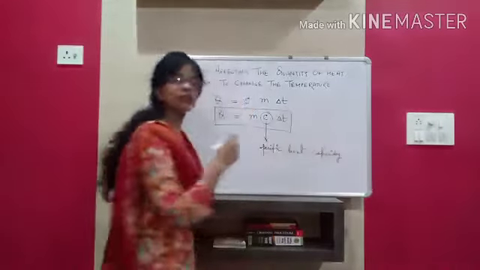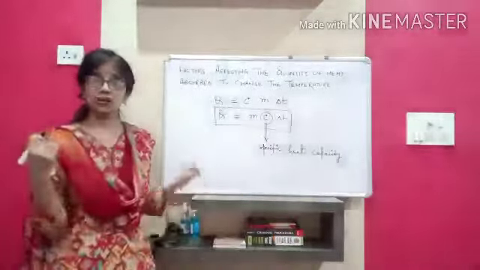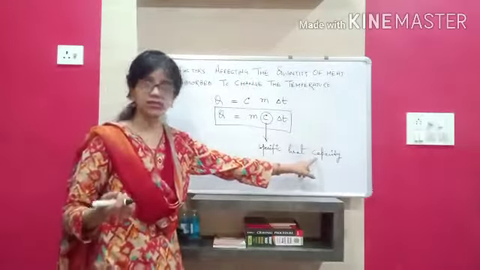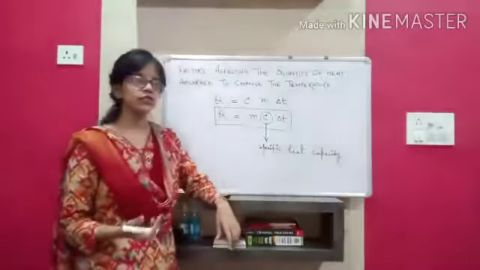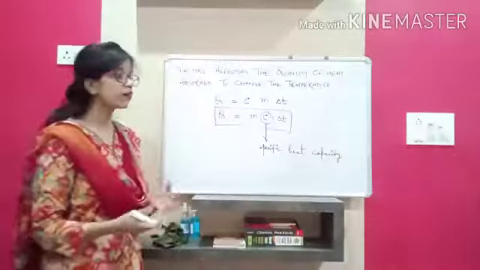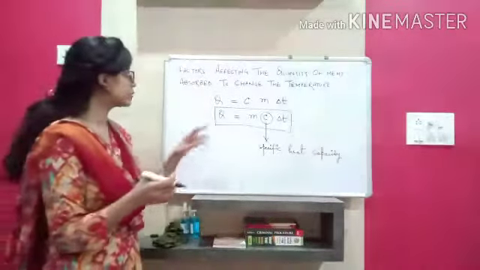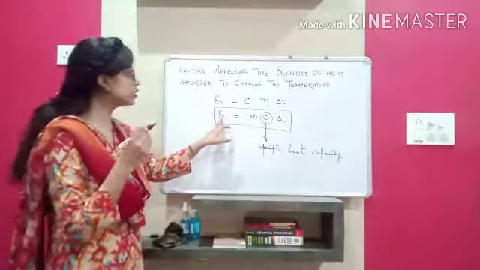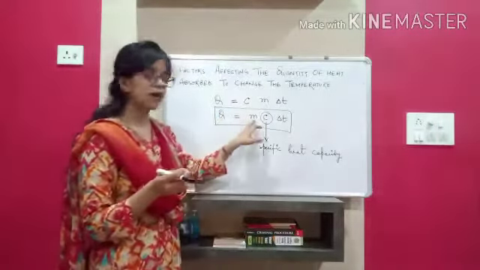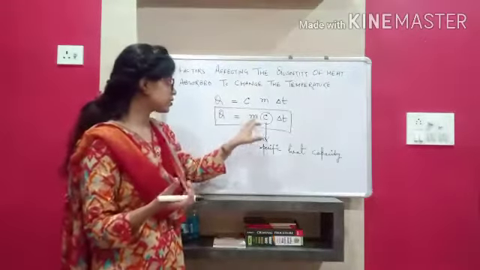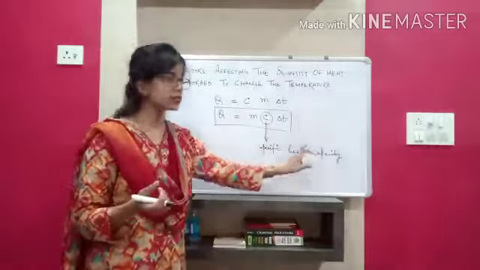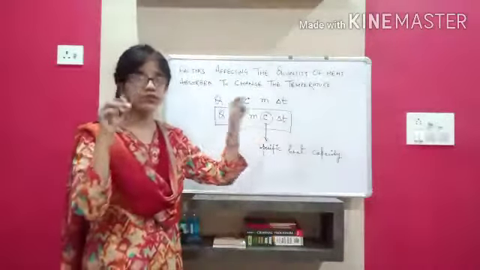It is different for different materials. For water the specific heat capacity is different, for ice it is different, for mercury it is different. So for different materials it is different. That means the heat absorbed by a body depends on three factors: the mass of the body or substance, the specific heat capacity, and the change in temperature.